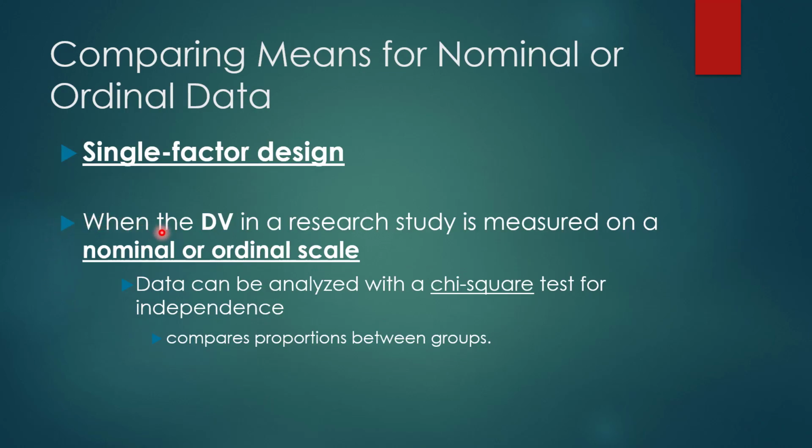Now, when your dependent variable is measured on a nominal or ordinal scale. So the last two examples we've had have either been interval or ratio, so we can use t-tests and ANOVAs. But when we have nominal or ordinal data, it has to be analyzed with what's called a chi-square test for independence. So it compares the proportions between the groups. So you look at the proportions that actually were a result of the experiment, and it's compared to what was expected.